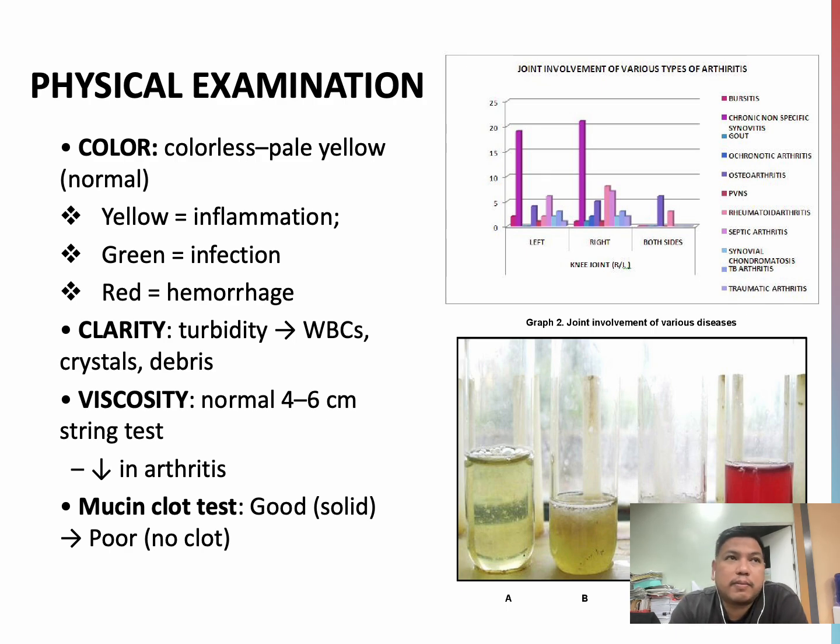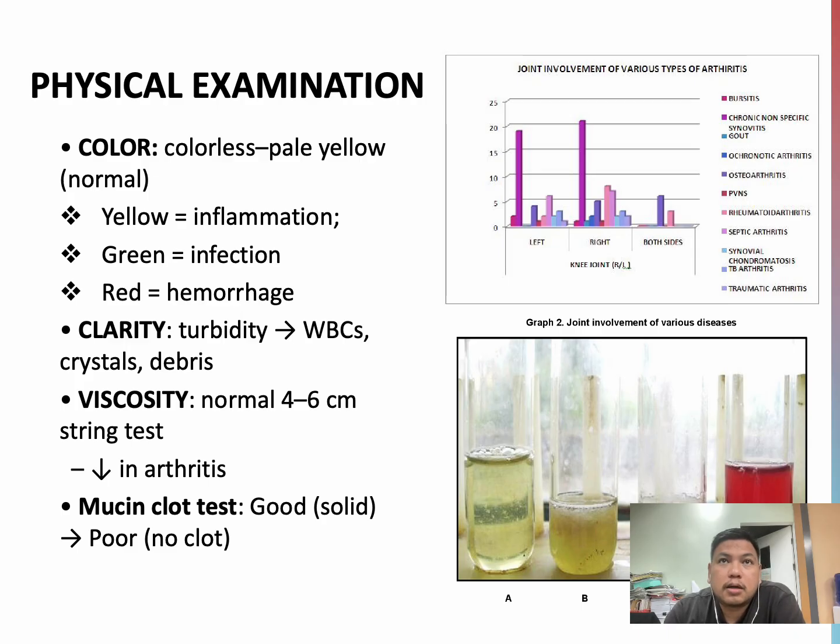Like other body fluids, laboratory testing for synovial fluid is divided into these types of testing. First, we need to discuss the physical, the chemical, and the microscopic examination. In this type of body fluid, we add microbiology or bacteriological testing of synovial fluid. So first, we have physical examination. Under physical examination, we discuss the color, the clarity, and the viscosity of our synovial fluid.